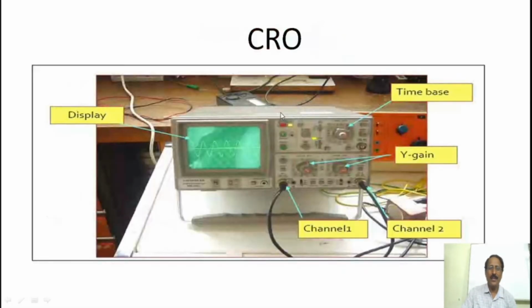Now let us see the different parts of the cathode ray oscilloscope. So this is a display formed in the cathode ray oscilloscope. So here time base is there. So these are the Y gains. These are also called volts per division. Two channels are provided to give the signal.